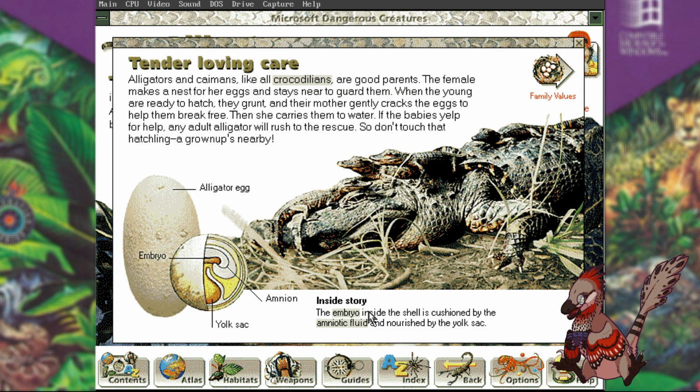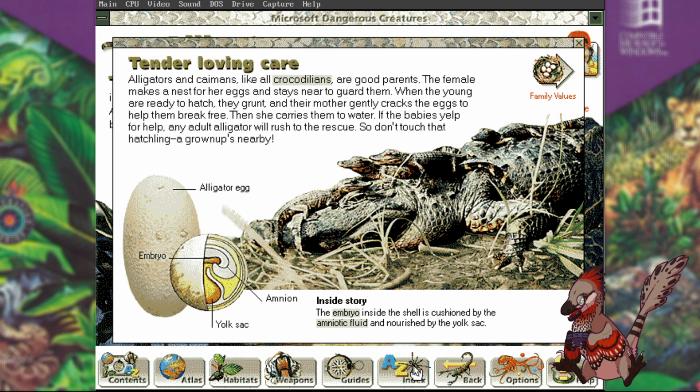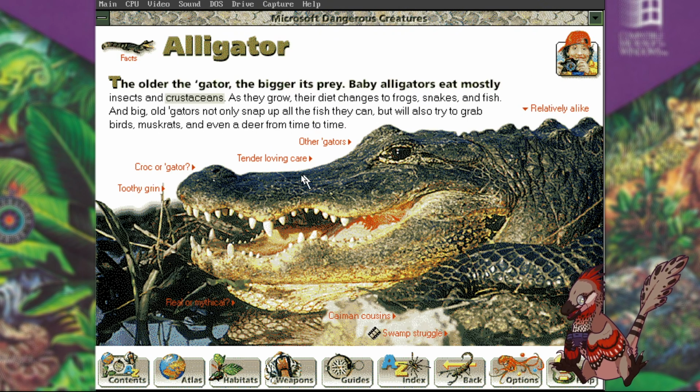Right. Inside story. The embryo inside the shell is cushioned by the amniotic, I do not know how to pronounce this. Amniotic fluid. Amniotic. Thank you, dear game. Amniotic fluid and nourished by the yolk sac. Now, family values. All right, so what else?